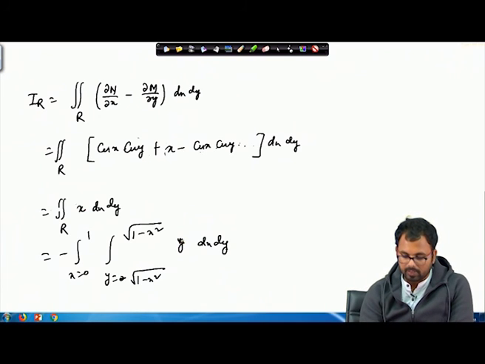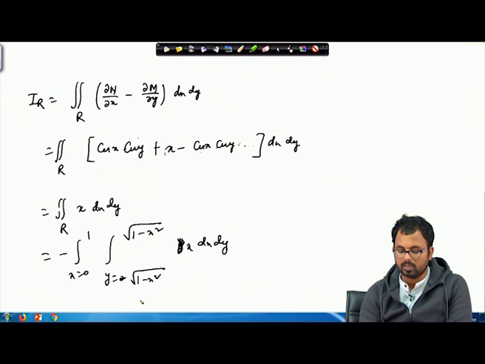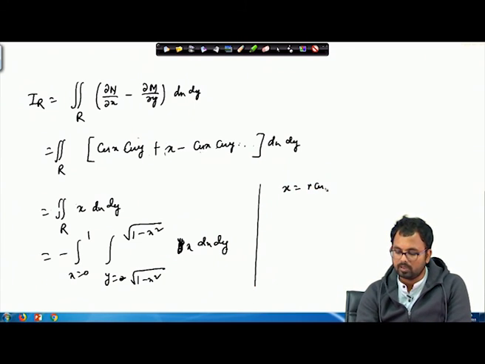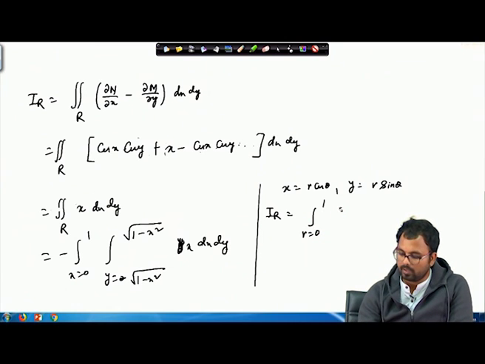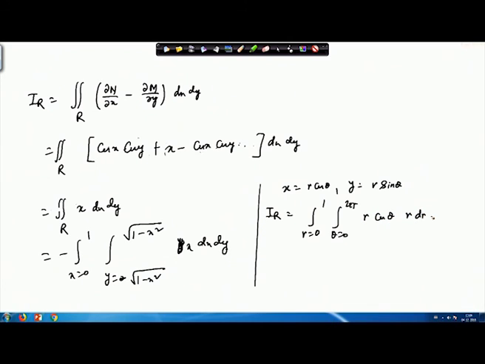So, either we can have x from 0 to 1 and y running from minus square root of 1 minus x square to plus square root of 1 minus x square, x dx dy, or we can substitute x equals r cos theta and y equals r sin theta. Then this surface integral over the region R would reduce to an integral where r varies from 0 to 1 and theta varies from 0 to 2 pi. x will be r cos theta and dx dy will be r dr d theta.